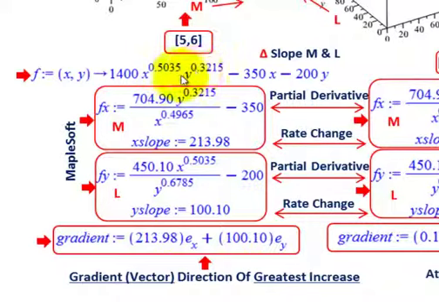Now, what you want to do is use some software package to determine your partial derivatives. So what I've done here is take a partial derivative of our production function with respect to material, and also with respect to labor. Then with those partial derivatives, we can determine our rate of change, and that's really the slope. So in this case, I have 5 units of material and 6 of labor, and I plugged them into our partials for material and labor.